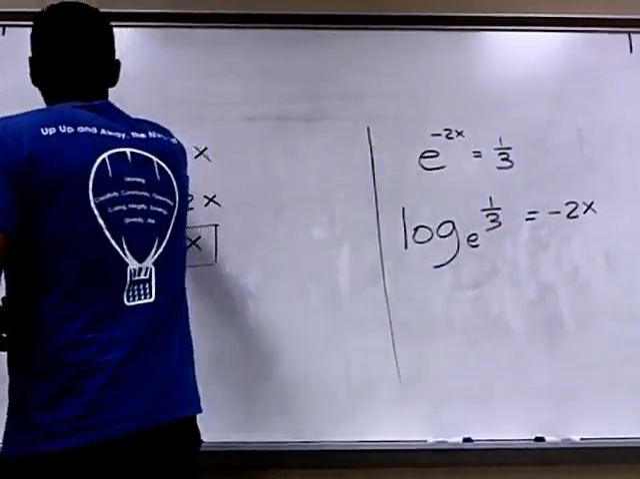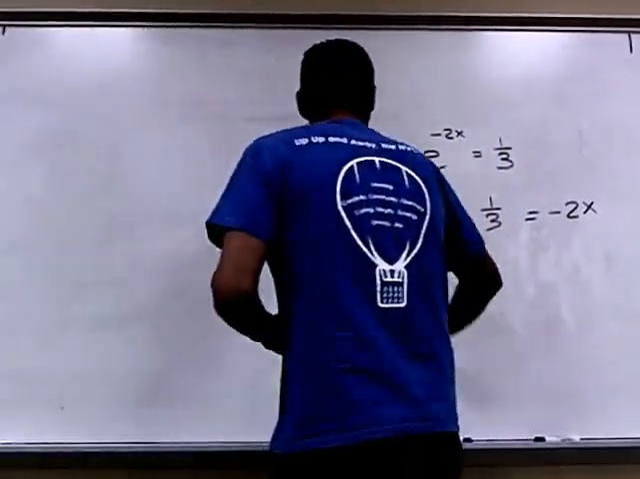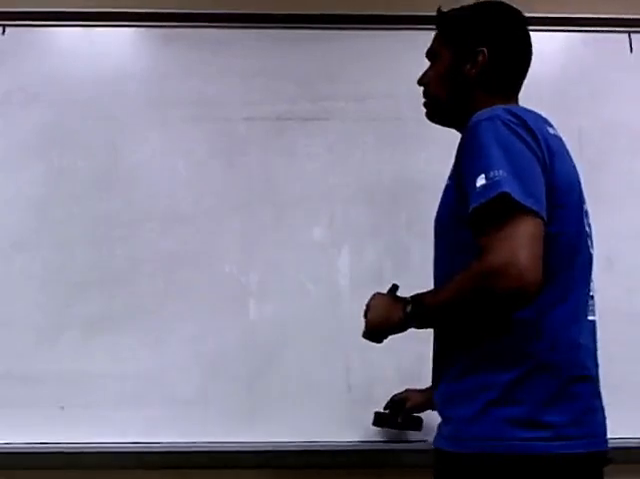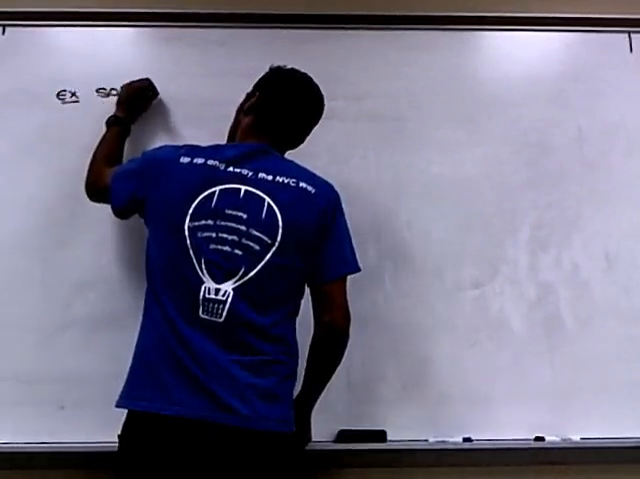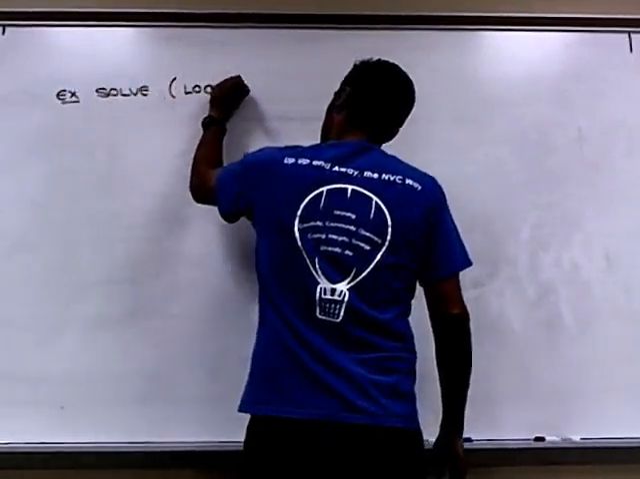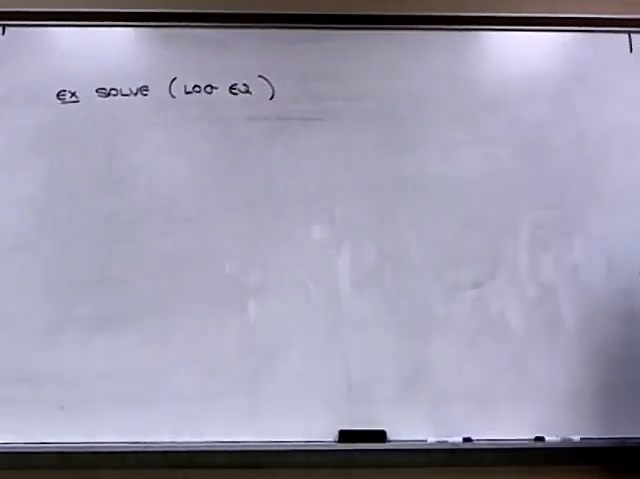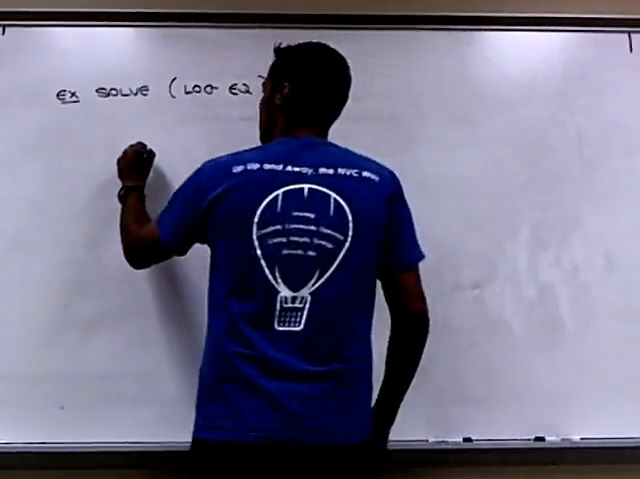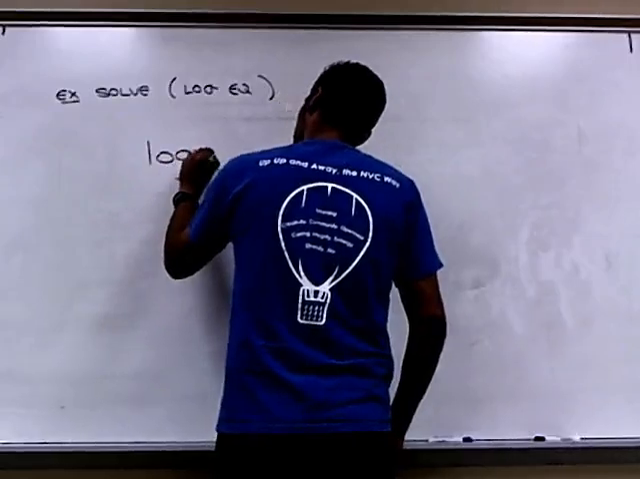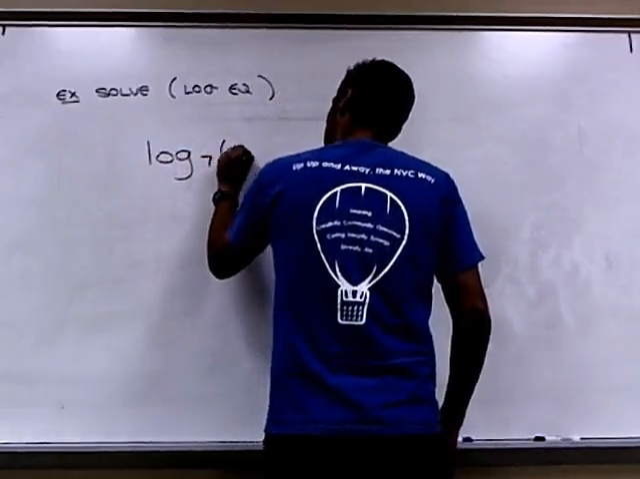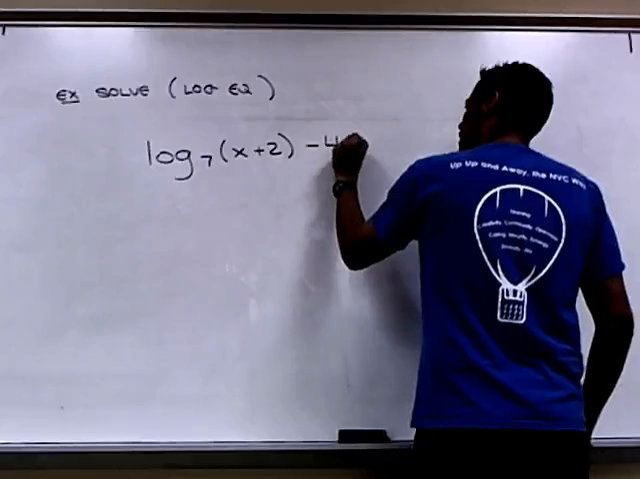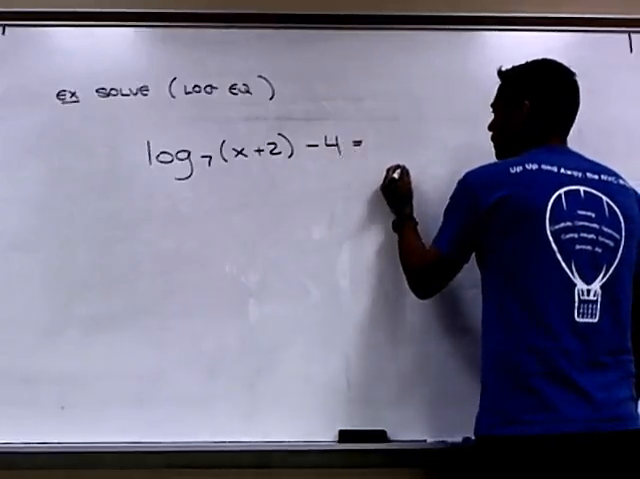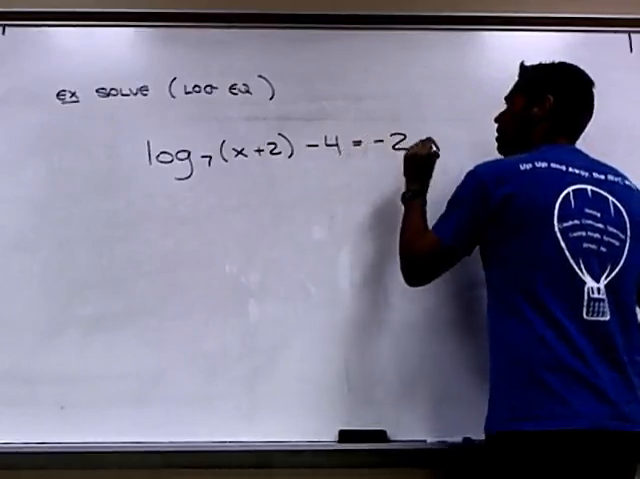All right, so those were exponential equations. Now, let's try something else. Let's try a log equation. So, for a log equation, what do you think you're going to see in the equation? A log, all right? So check this out. If I have log base 7 of x plus 2, minus 4, equals negative 2. Let's try that.